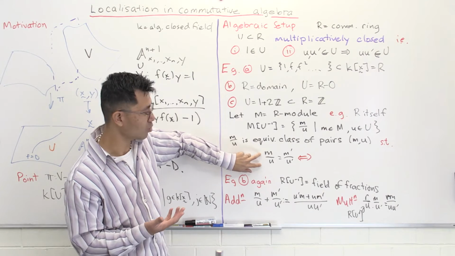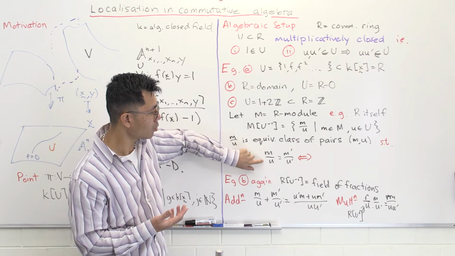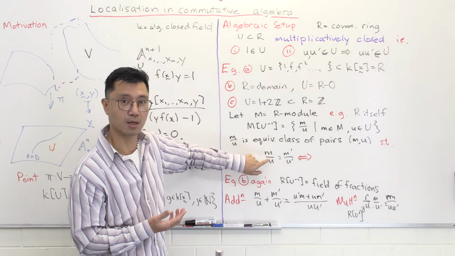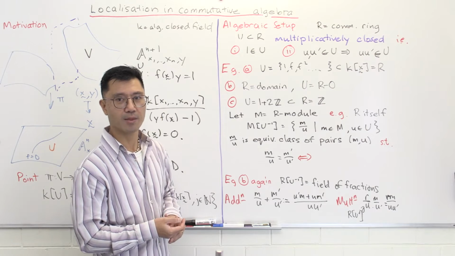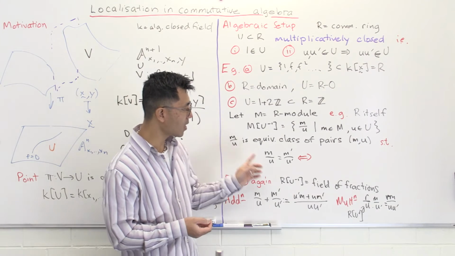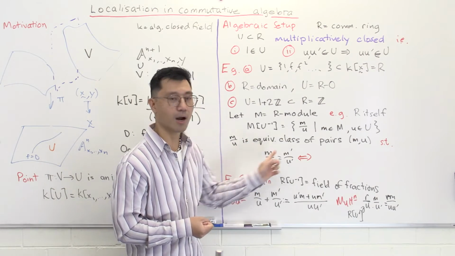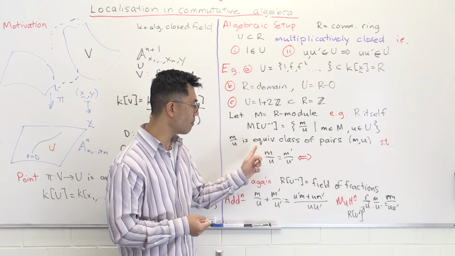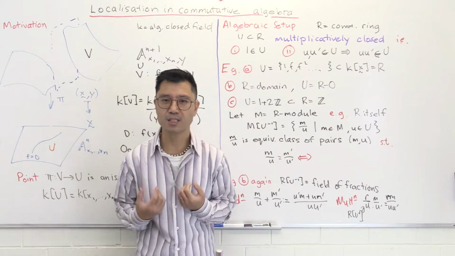You should get the same fraction. U double prime m over u double prime u should equal this fraction here, okay? So we need some equivalence. And the easiest way to do this is to just say that the cross products are equal. U prime m is equal to u m prime. That's what you might expect.